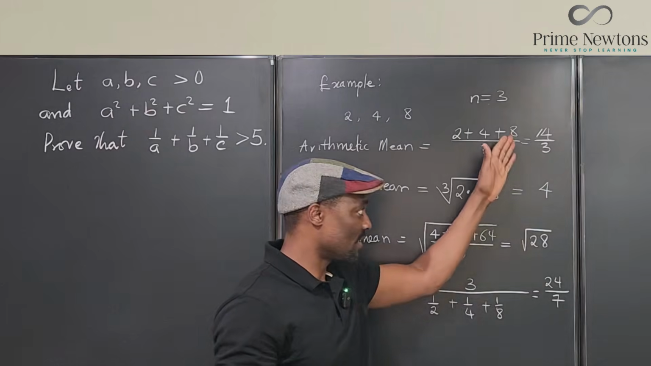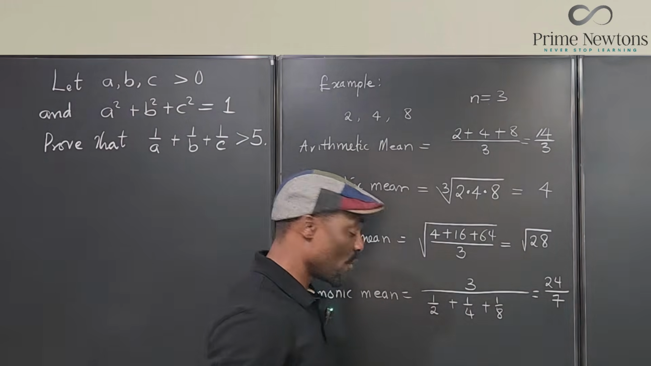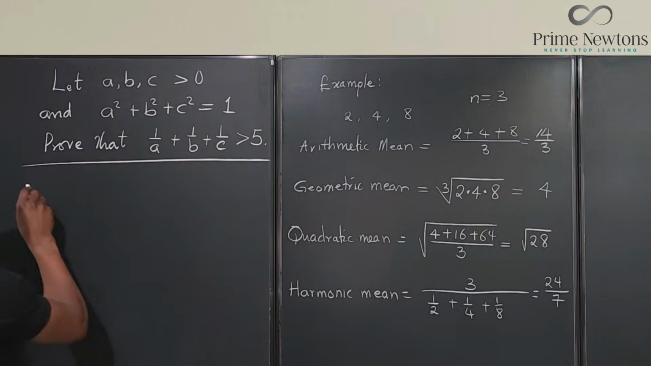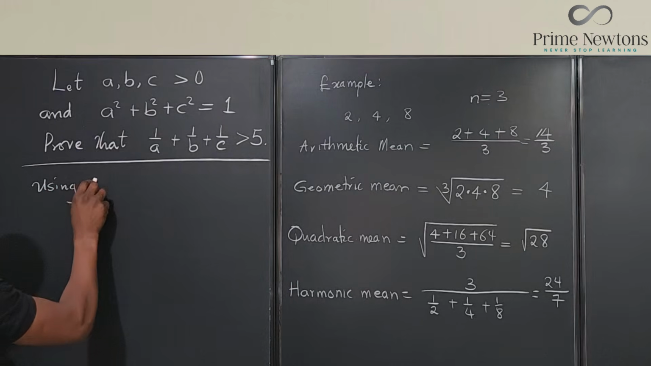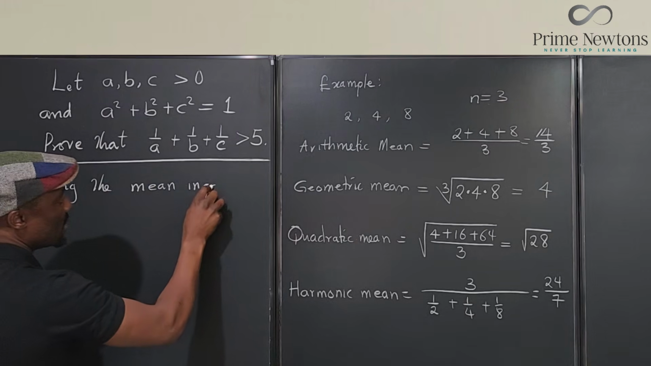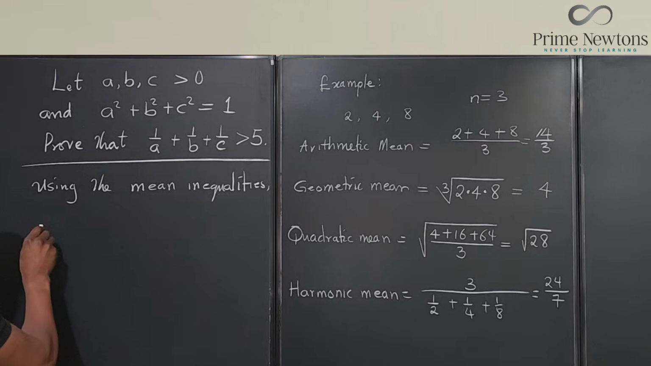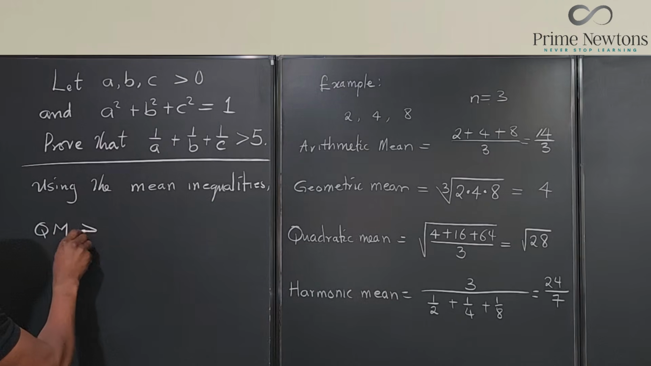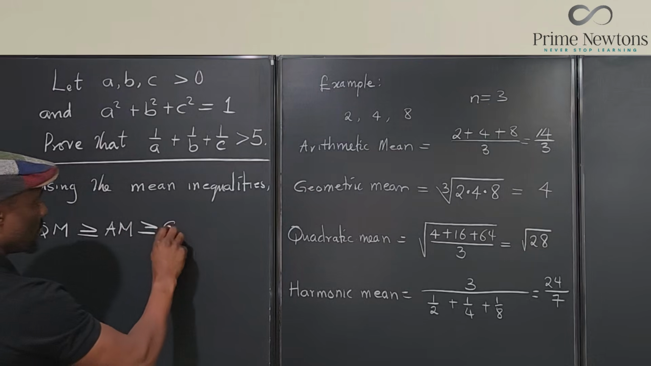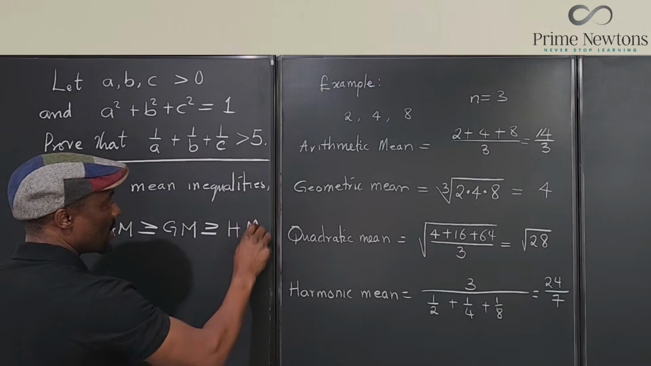So if we use just this information to arrange the order of magnitude, and this is always true, we can always come to the fact that, let's do this proof, using the mean inequalities, we say that the quadratic mean is greater than or equal to the arithmetic mean, which is greater than or equal to the geometric mean, and that is greater than or equal to the harmonic mean.